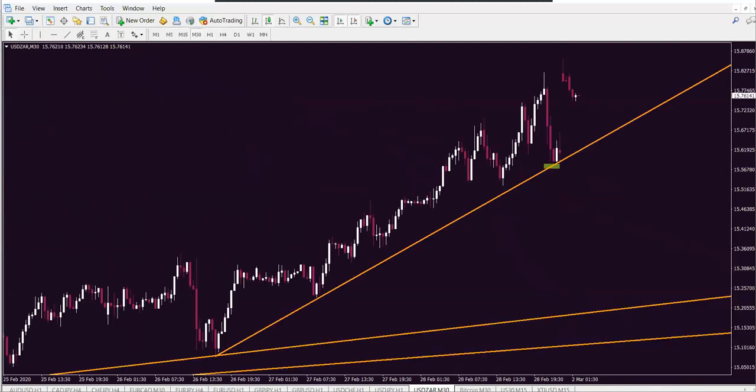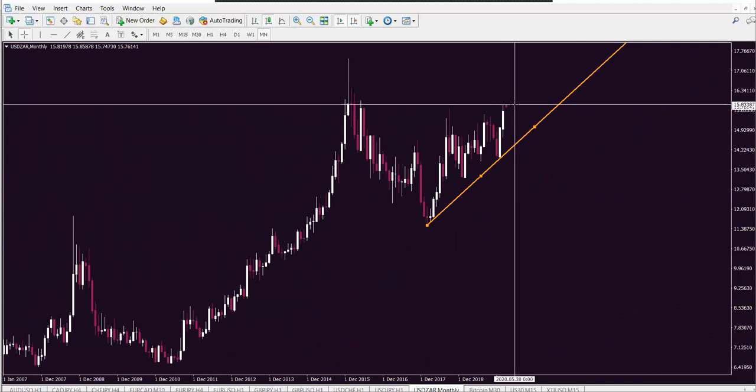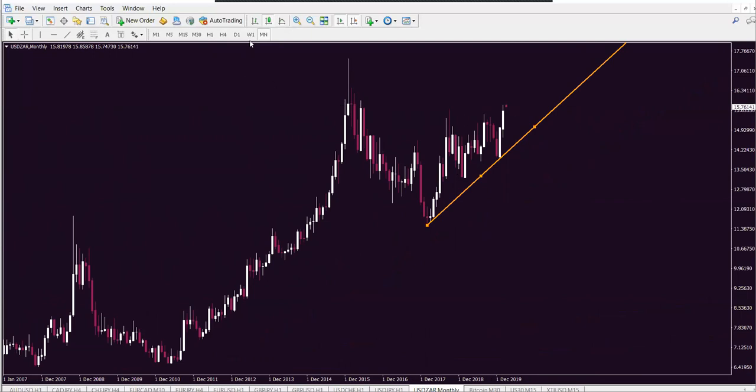Let's see. Let's begin from the Monday. So I say clear bullish. This leg is entirely bullish. Weekly.